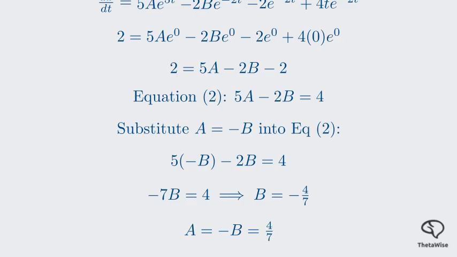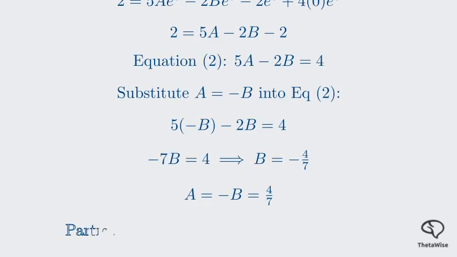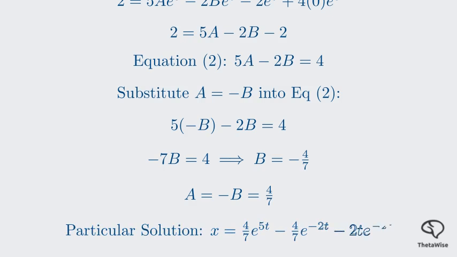The final step is to substitute these values of a and b back into our general solution to get the particular solution. The particular solution is x equals 4/7 e to the 5t minus 4/7 e to the negative 2t minus 2t e to the negative 2t. This is the final answer, a specific function x(t) that satisfies both the differential equation and the initial conditions. This example shows the full process, from finding the complementary function to applying initial conditions to get a particular solution. It's a comprehensive problem that tests all the key steps.